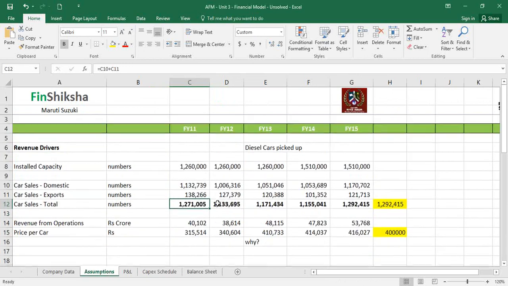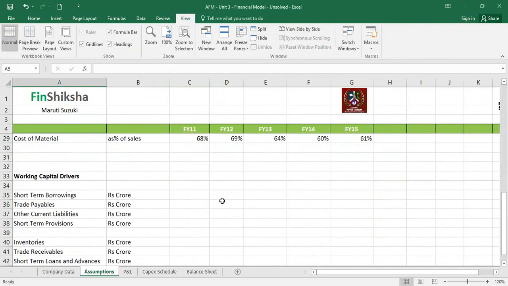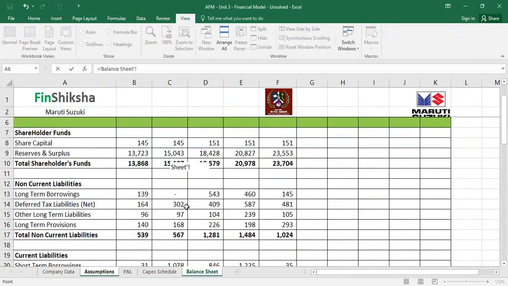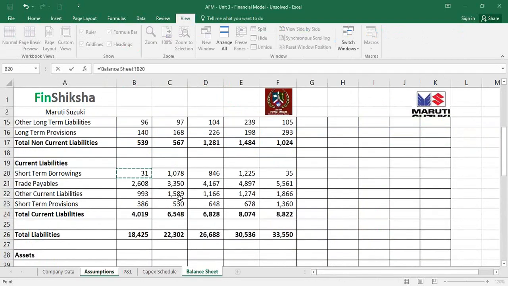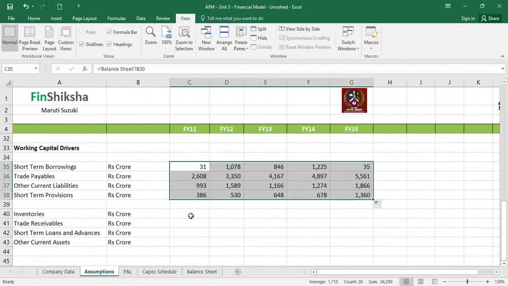On the assumptions part of the sheet, we have just plugged in the numbers for working capital drivers and we have put in short-term borrowings. I can link all this to my balance sheet. So on my balance sheet, these are my short-term borrowings, and I can drag it down and drag it to the right side. So we get these numbers available with us.